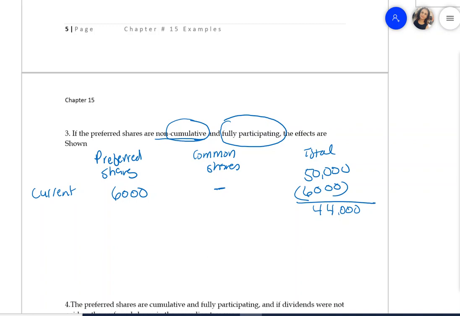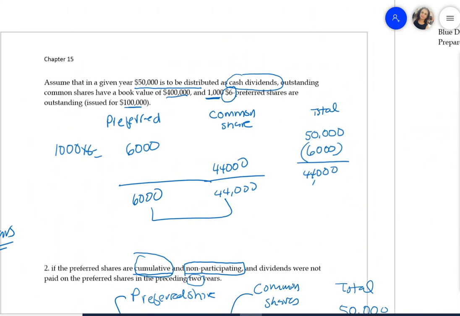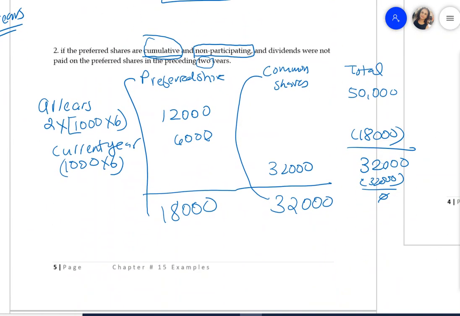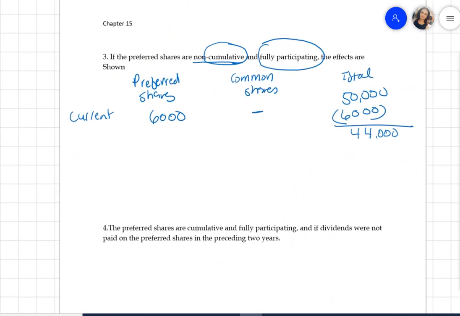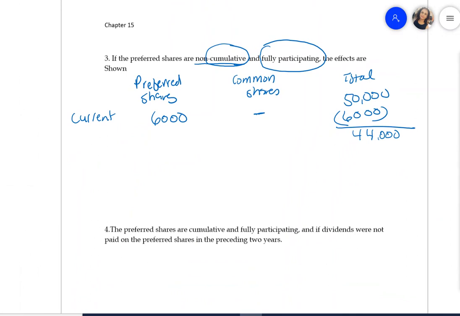Now, if you look at the question at the top, the value of your preferred shares was 100,000. The value of your common shares was 400,000. So let's put those things in, and that way you can easily see what we're trying to do here. When we gave them $6,000, we want to know what percent preferred got, so that we can pay common the same amount. The dividend we paid to preferred shares was 6,000, and the value of your preferred shares was 100,000. So we gave them 6%.